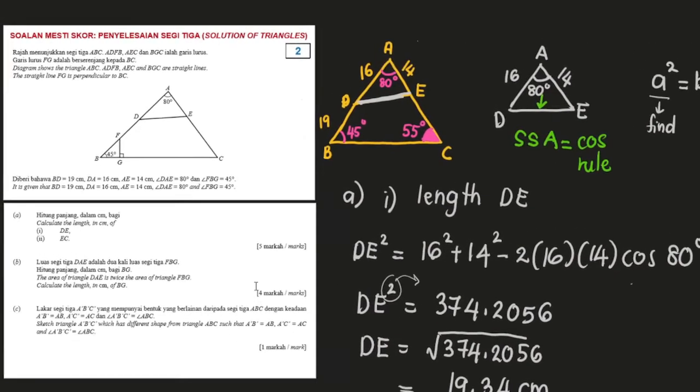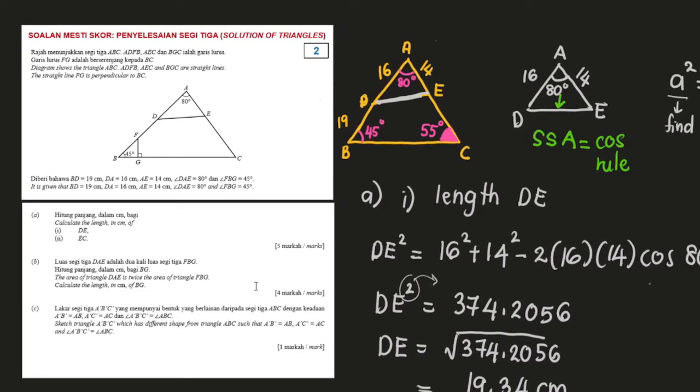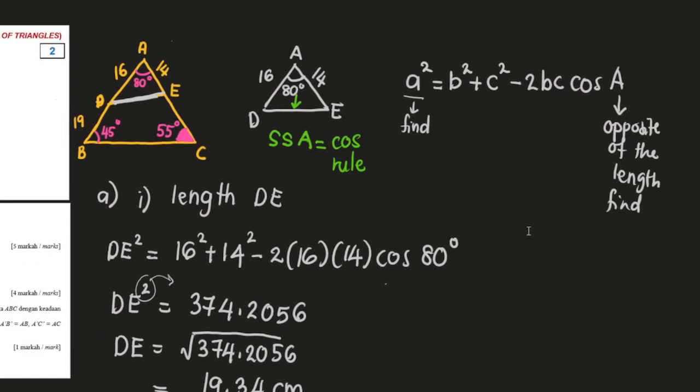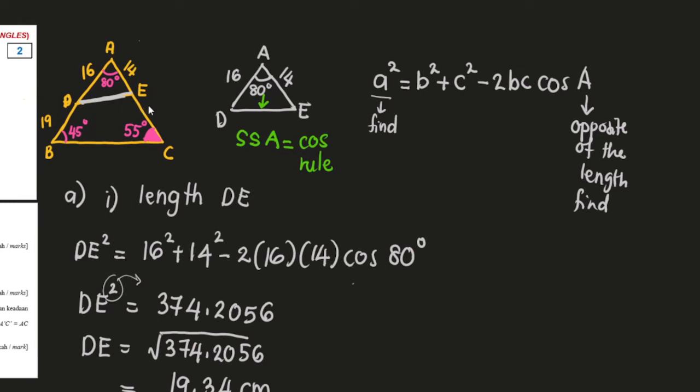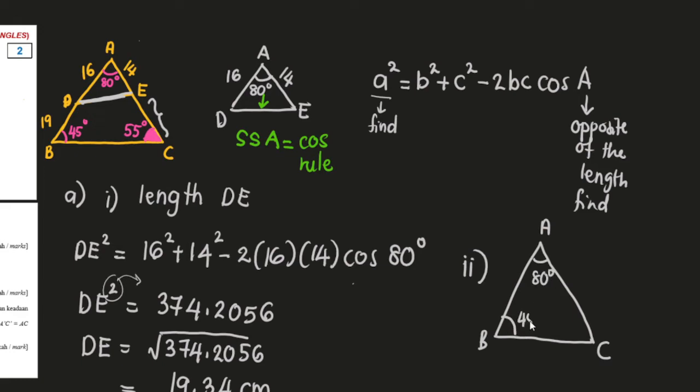Now let's look at the second question. Find the length of EC. Okay, I'm going to draw the triangle. Looks like we want to find this part, EC. Just focus on the big triangle. Let me write question 2 here. Here we have A, B, C. Here 80 degrees. Here is 45.